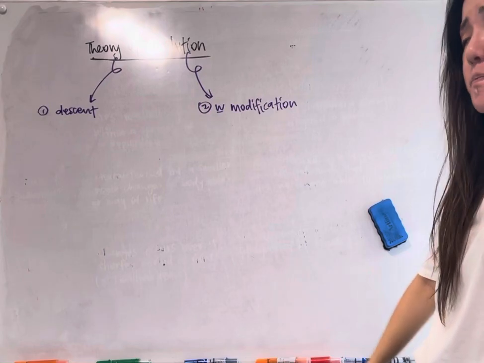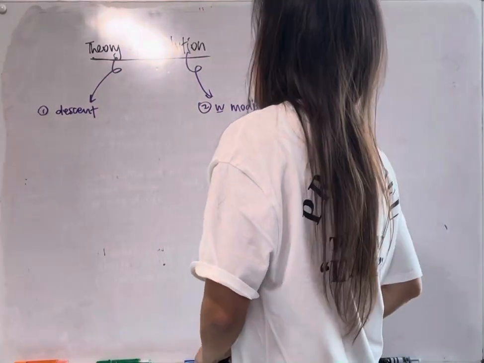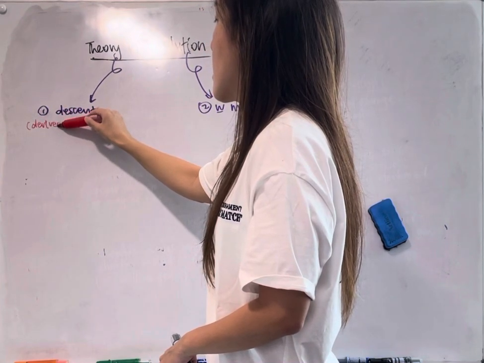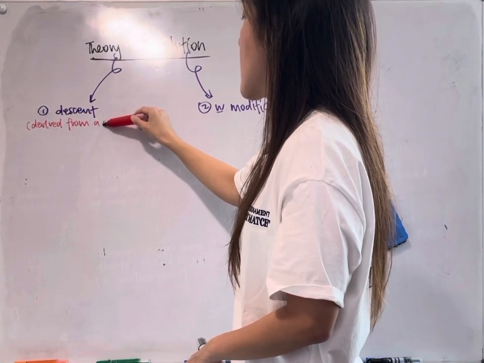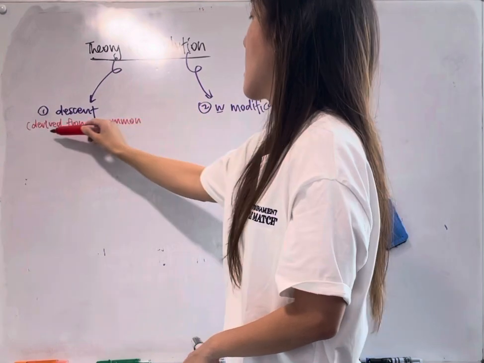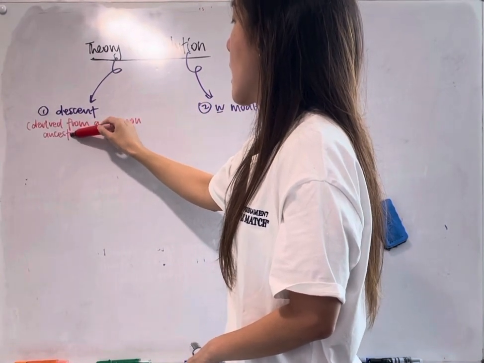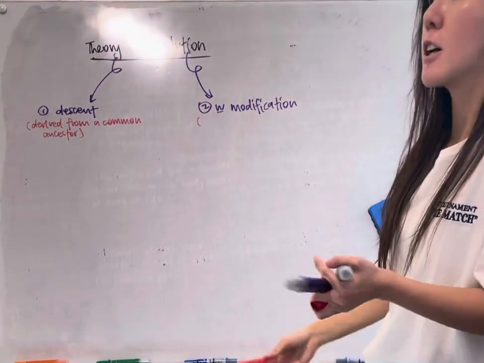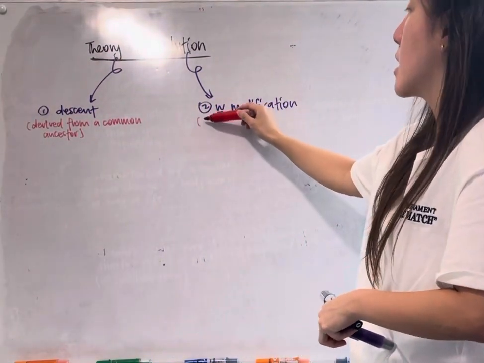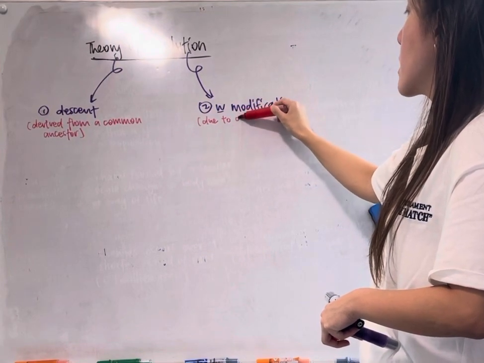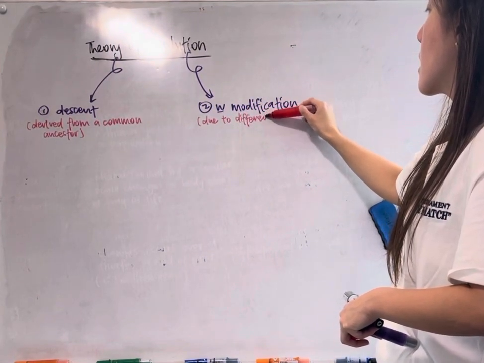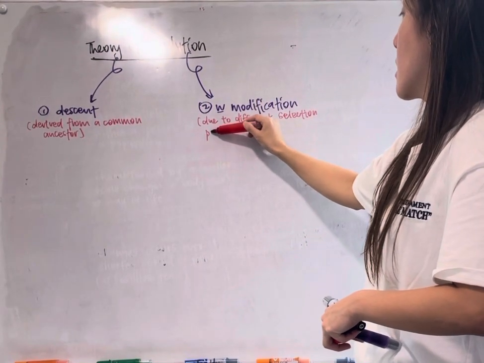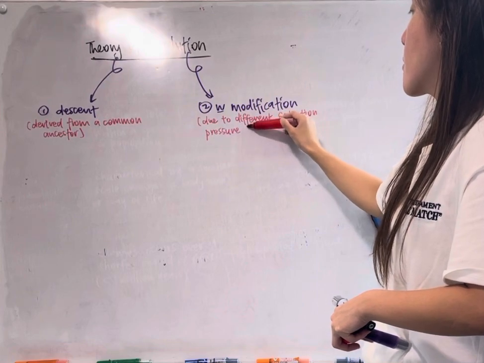So I mentioned before, if you want to say descent, this is always descent, okay? Because it's all derived from a common ancestor. And this is actually how they inherit the homologous trait. Modifications, you must tell me why is it modified, okay? Due to different selection pressures for different functions.